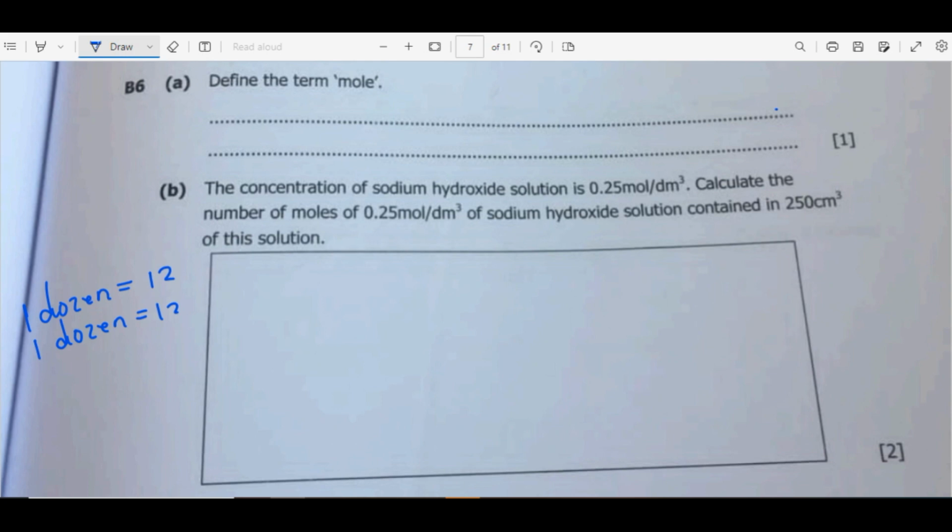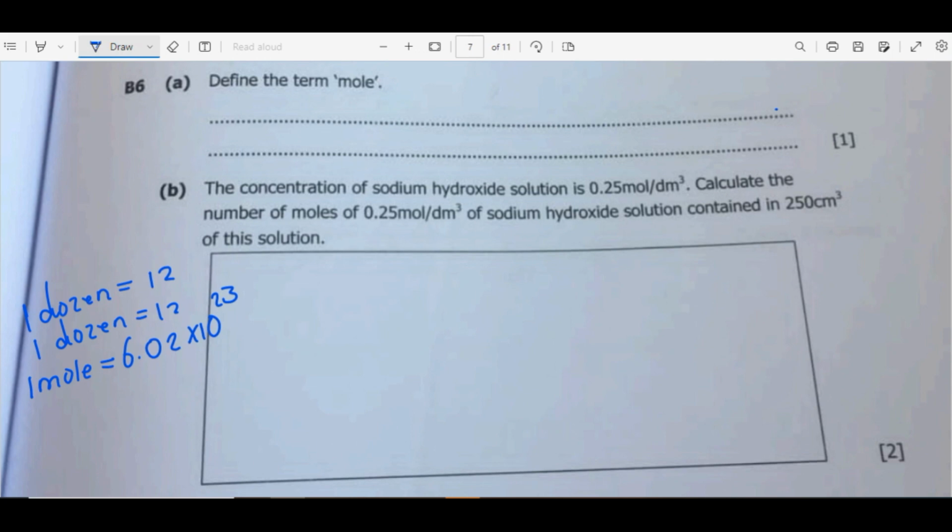Now, how can we compare a dozen to a mole? A mole also simply means a fixed amount of a certain substance that we are going to look at here. Let's say, for example, if I say I have a mole of calculators, this means that I have about 6.02 times 10 to the power 23 calculators. Now, the only difference that we can see between a dozen and a mole is that a mole is a very large number. It represents billions and billions of stuff.